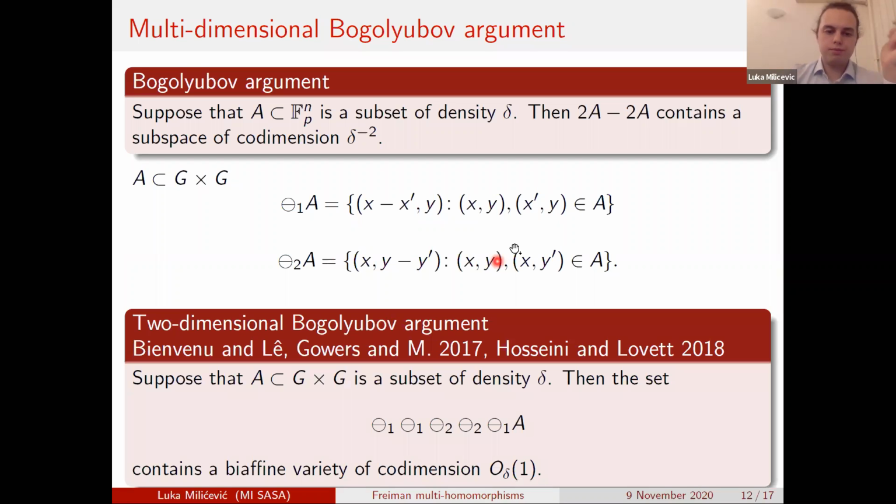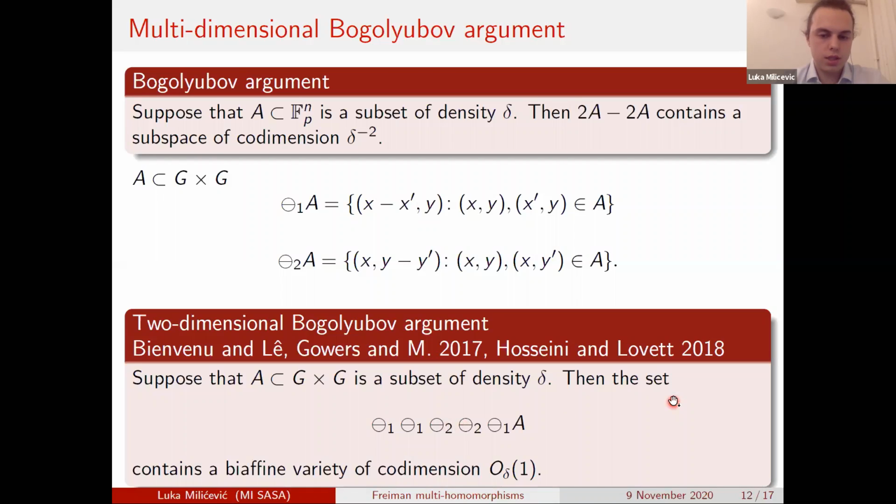Okay, and then we have the following theorem called the two-dimensional Bogolyubov argument, which was proved in 2017 by Bienvenu and Lê, and independently by Tim and myself. And Hosseini and Lovett improved this theorem. They improved the bounds to almost perfect bounds in 2018. So suppose that A is a dense subset of the product. And then what we do here is we take the difference set in the first direction, and then we take the difference set in the second direction twice. And then we have another difference set in the first direction two times again.